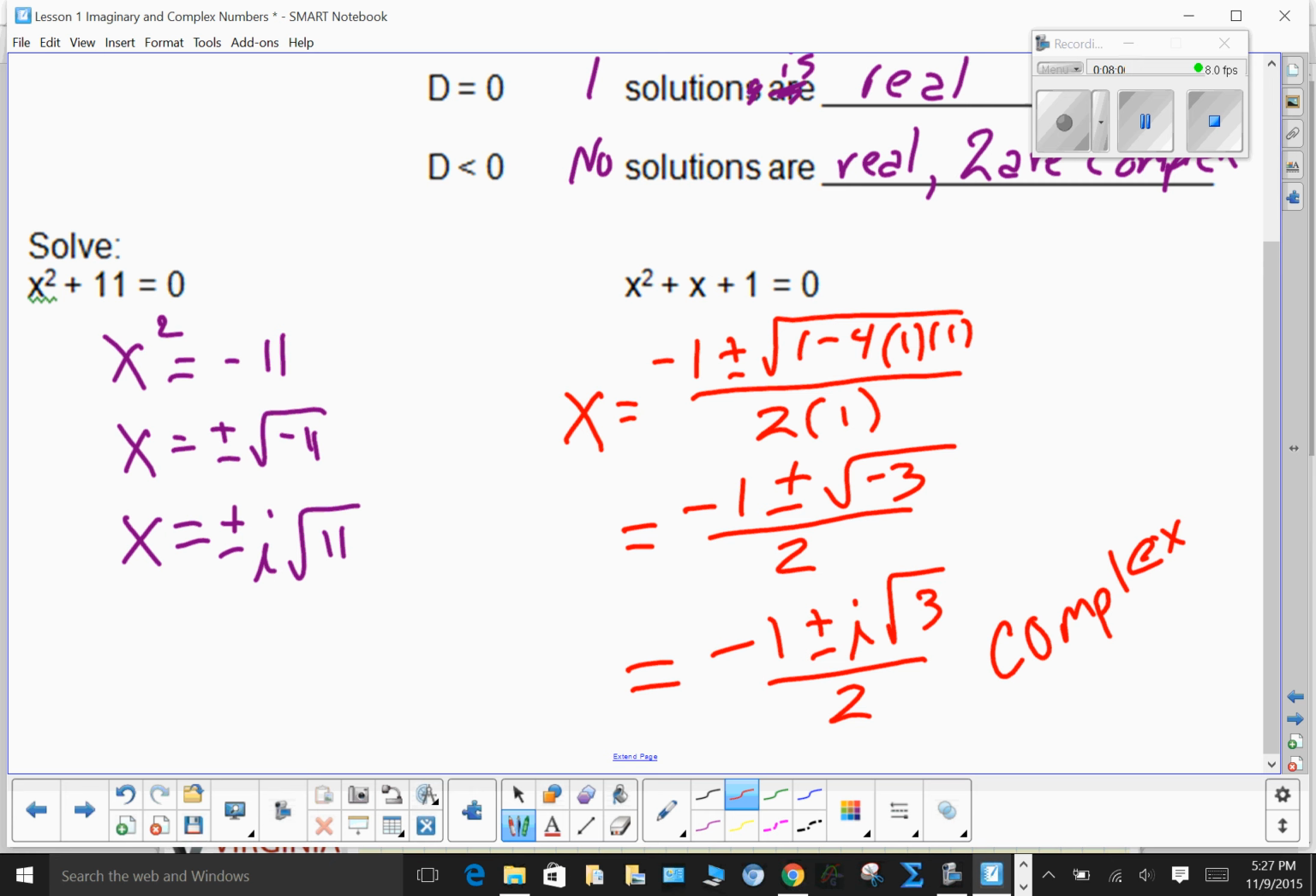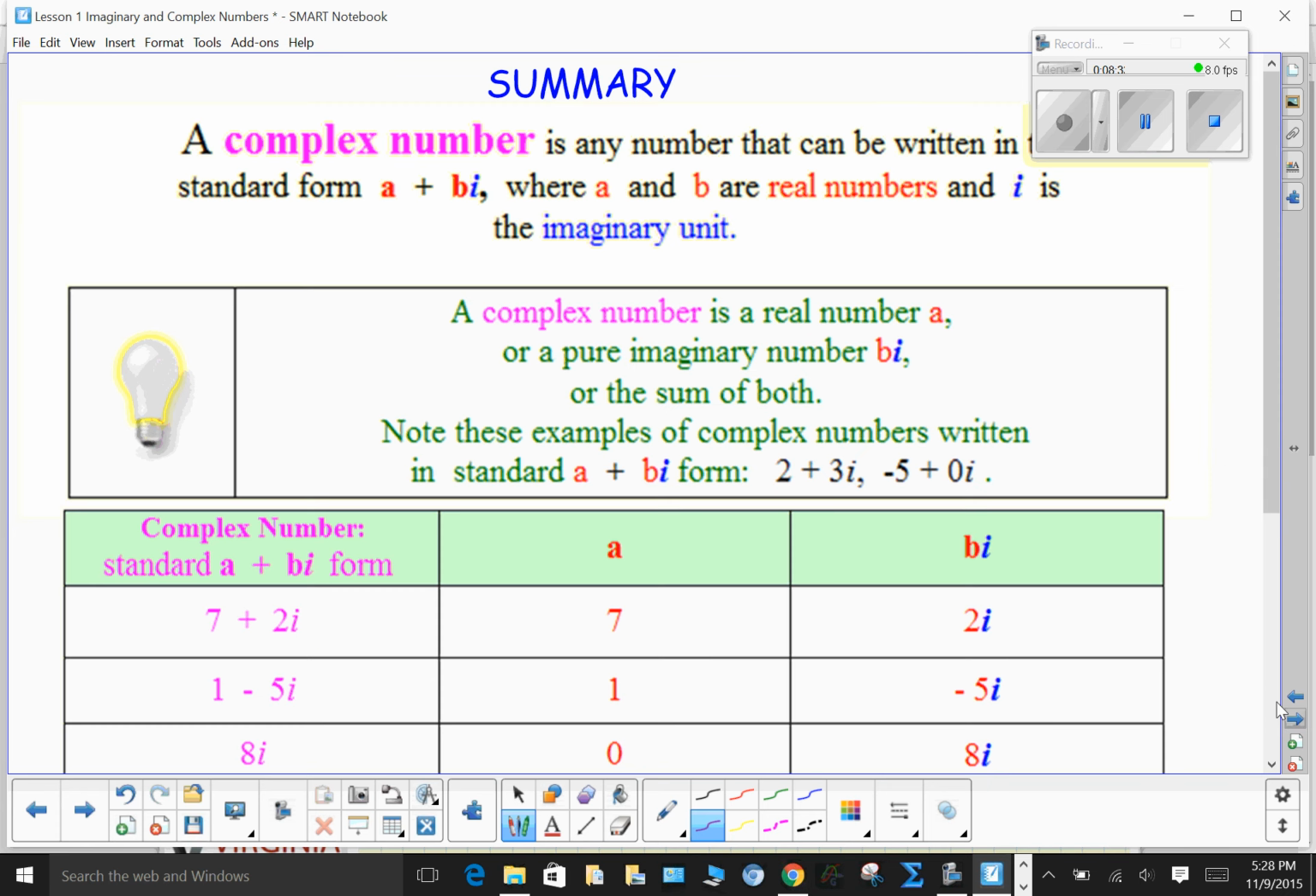This is a complex solution. And this one over here is pure imaginary. Now remember that I can write an imaginary solution as 0 plus or minus i square root of 11. So I can write it as a complex number. Any number can be written as a complex number. We'll do some more solving of the complex numbers in our next lesson.